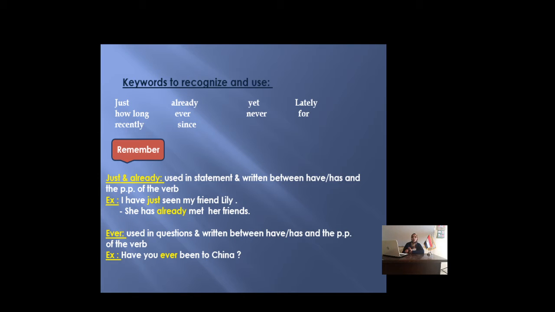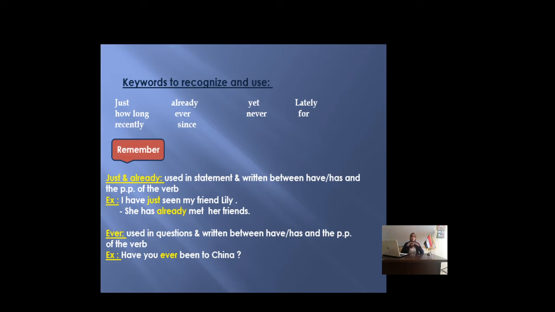Also, if you are going to use already, it means that I have done it in the past and it doesn't matter for me. So, have you done your homework yet? Yes, mom. Okay, don't worry, I've already done it. So, everything is okay.